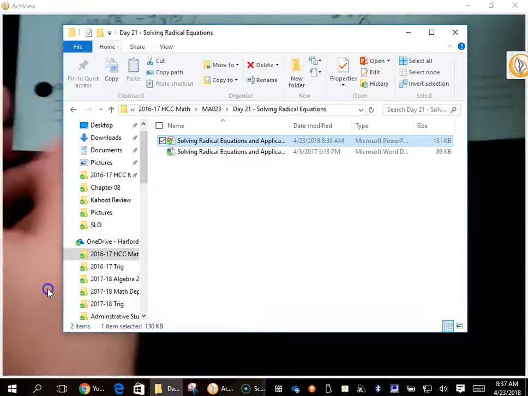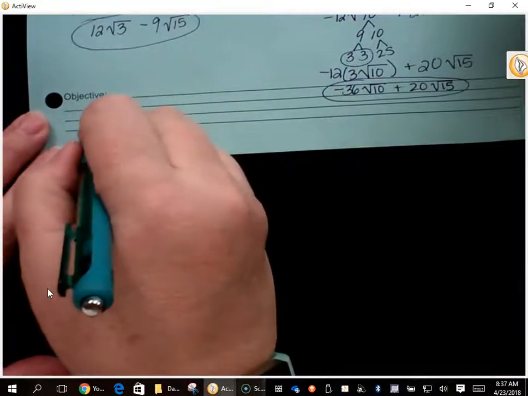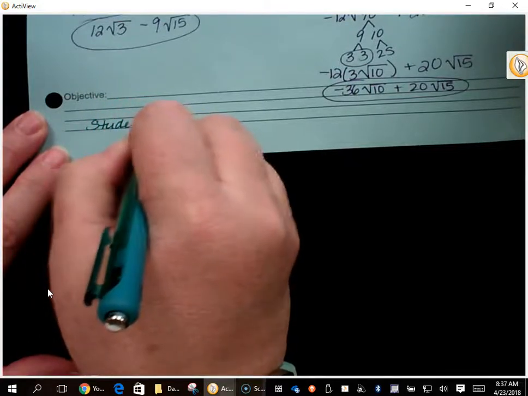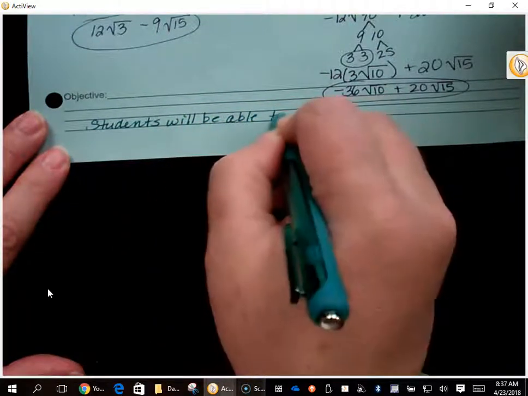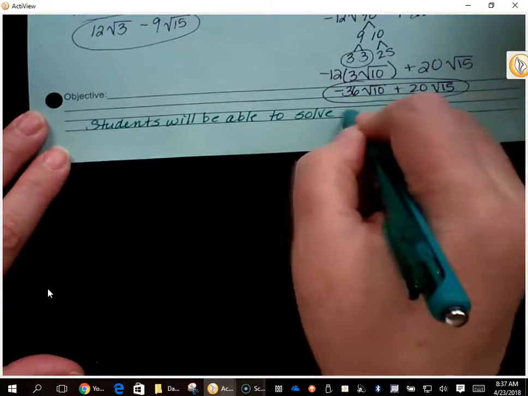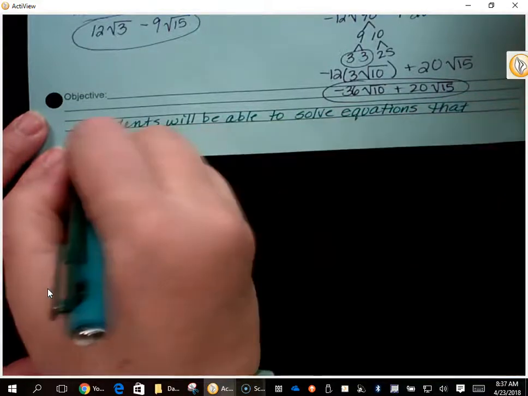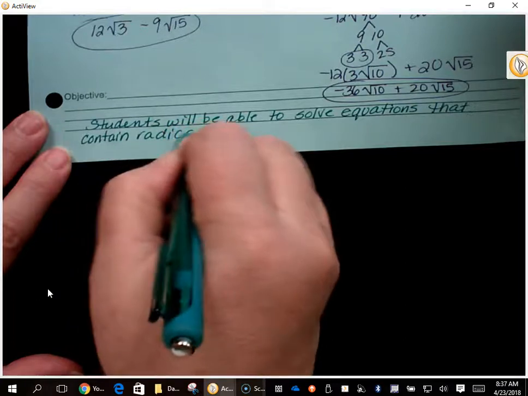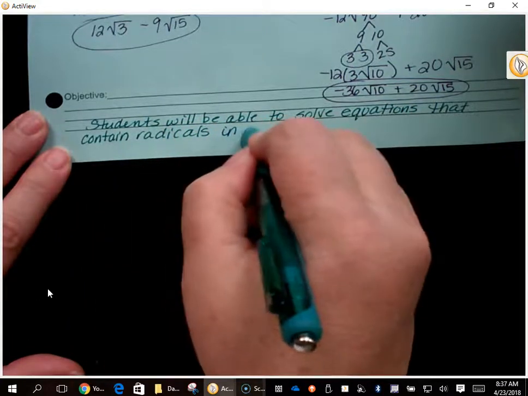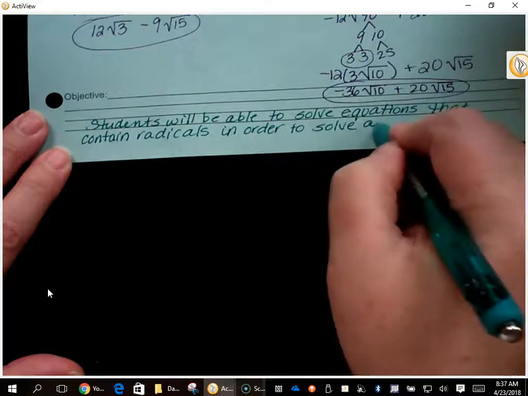All right, so now we move to the lesson part. Our objective today, we're taking it one step further, is that students will be able to solve equations that contain radicals in order to solve application problems with radicals.